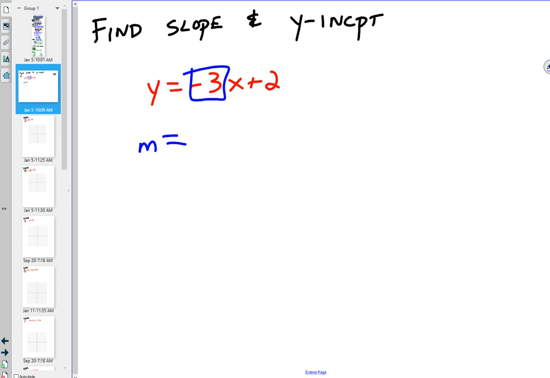I still don't know why. I've never bothered to look it up. I don't know why they use the letter m, but that's typically the letter that's used for slope.